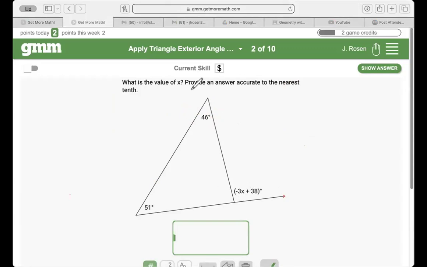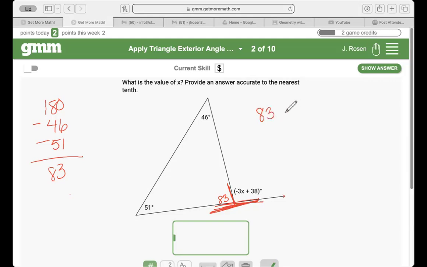Okay, this one looks scary. Same thing. This is going to add up to be 180 degrees, but we don't know that interior angle, so we have to do that first. So 180 minus the 46 minus 51, and I'm going to throw that in my calculator, is 83. So this is 83 degrees here, and we know this is a supplementary angle, so those are going to add up to equal 180.